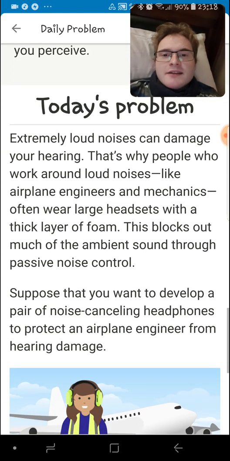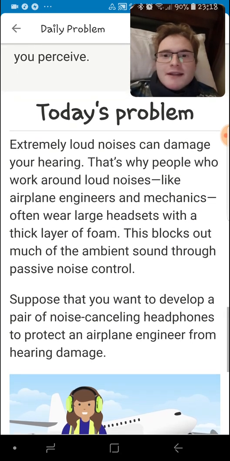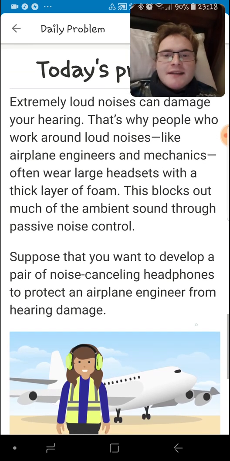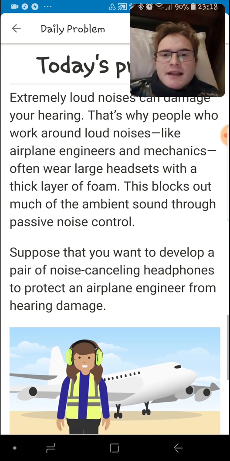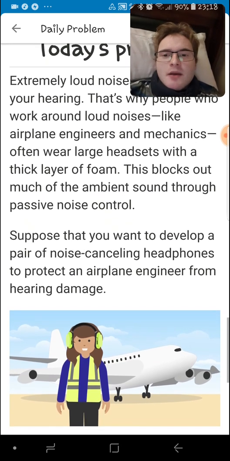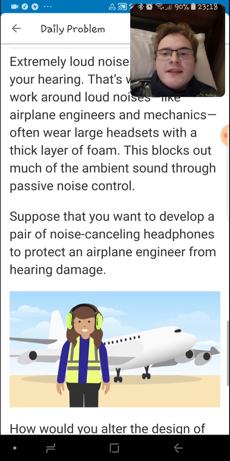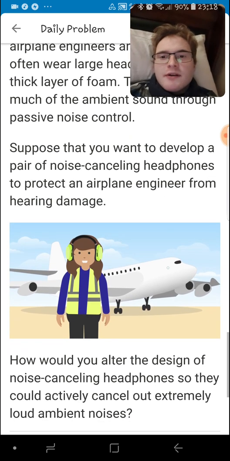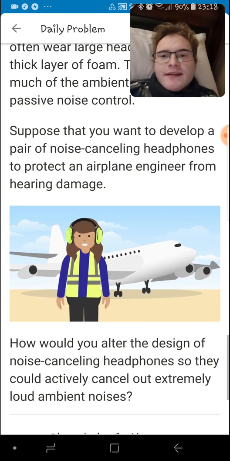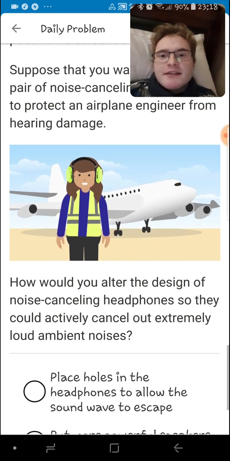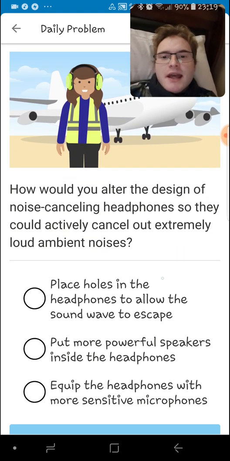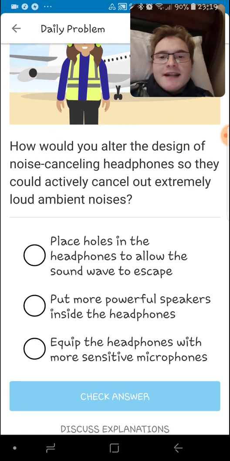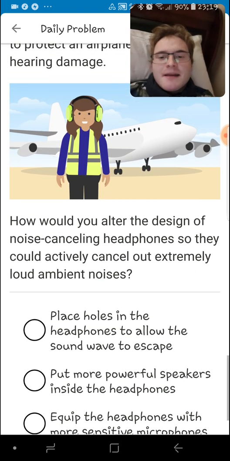Today's problem: extremely loud noises can damage your hearing. That's why people who work around loud noises, like airplane engineers and mechanics, often wear large headsets with a thick layer of foam. This blocks out much of the ambient sound through passive noise control. Suppose that you want to develop a pair of noise cancelling headphones to protect an airplane engineer from hearing damage. The question: how would you alter the design of your standard noise cancelling headphones so they could actively cancel out extremely loud ambient noises?